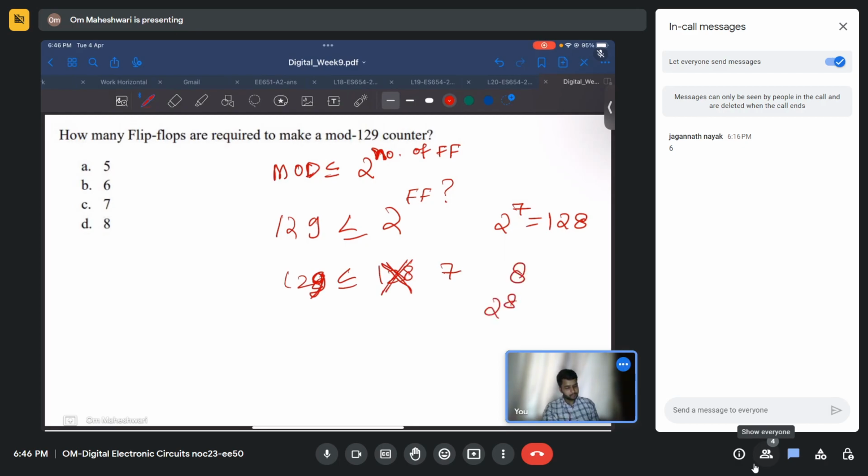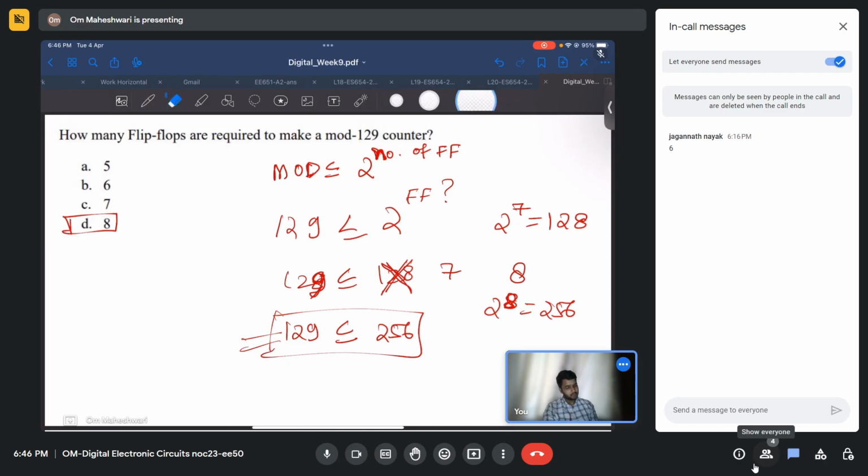2 to the power 8 is 256. So 129 is less than or equal to 256. So we need 8 flip-flops. If we had used 7 flip-flops, then we could only count 128 states. We would miss one state, but we need to count 129 states. That is why we need an additional flip-flop.